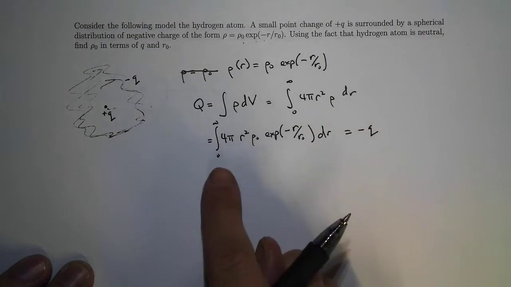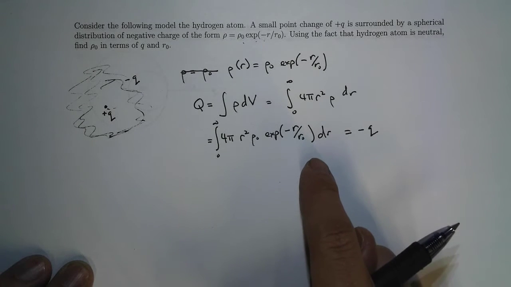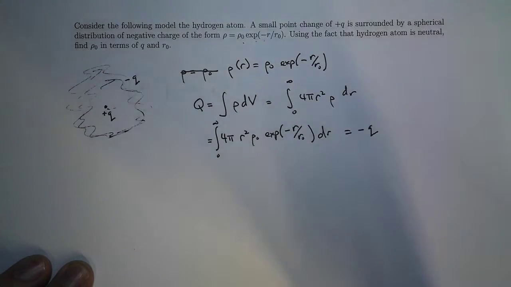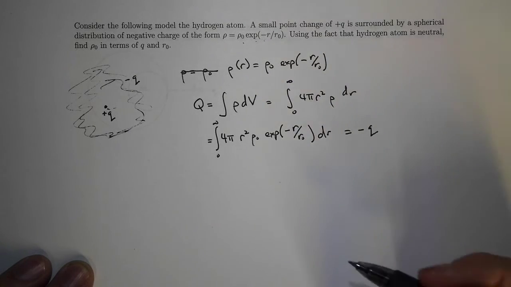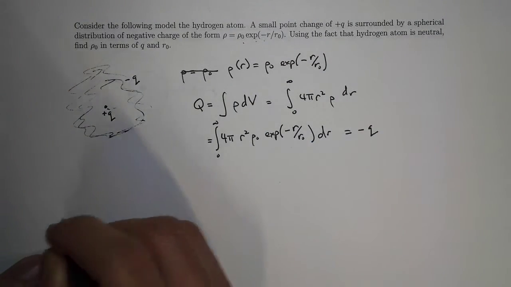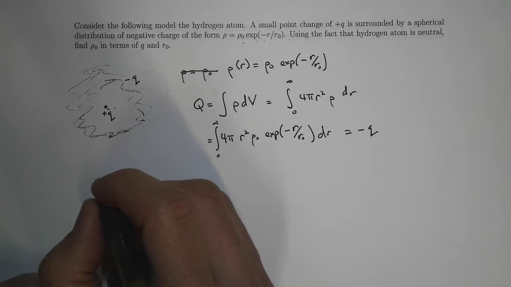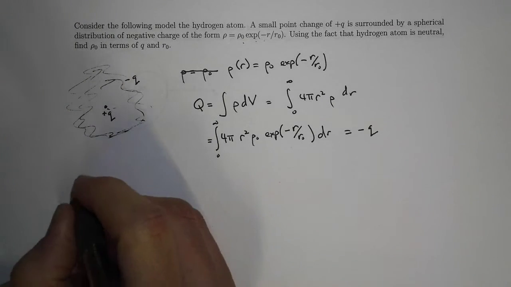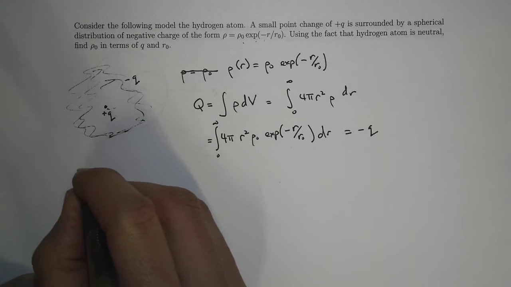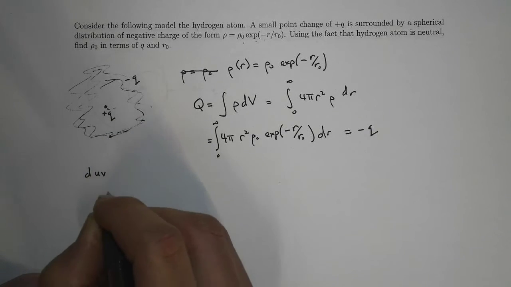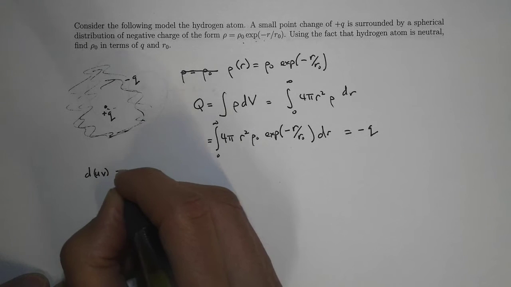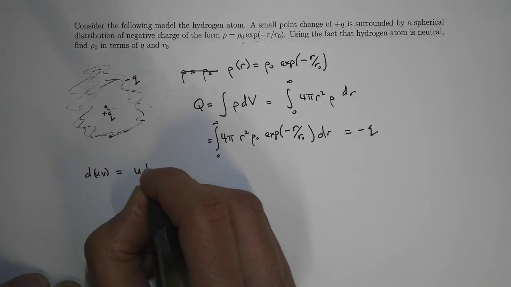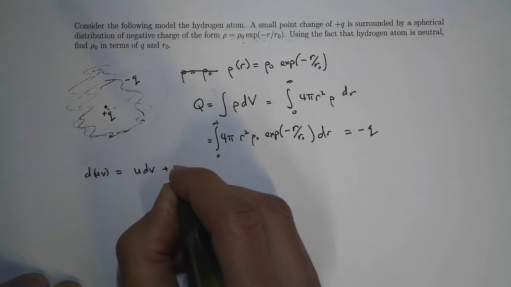Now this integral here is a very common integral, right? And the one trick to know is how to integrate by parts. So this is a very important concept to know. How do we integrate by parts? The important thing about integrating by parts is to recall that d(uv), where these are some functions, is equal to u dv plus v du.